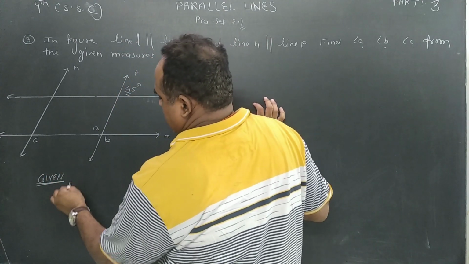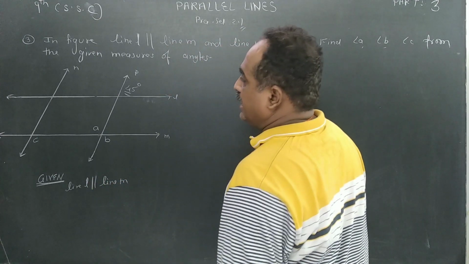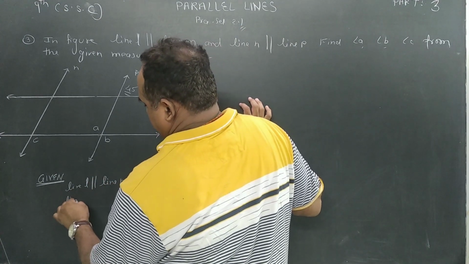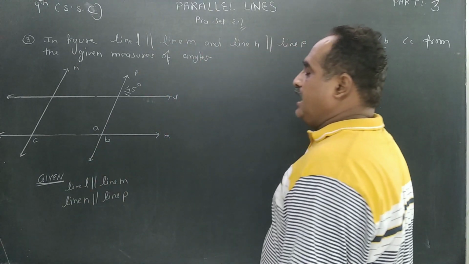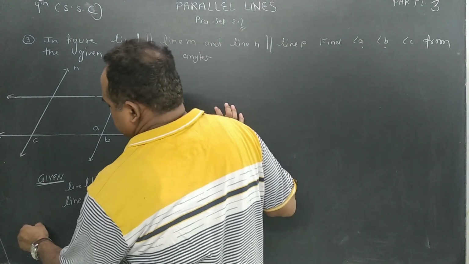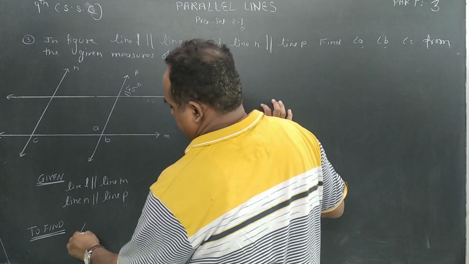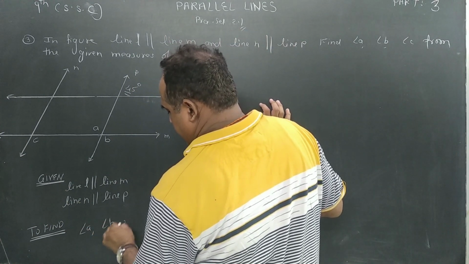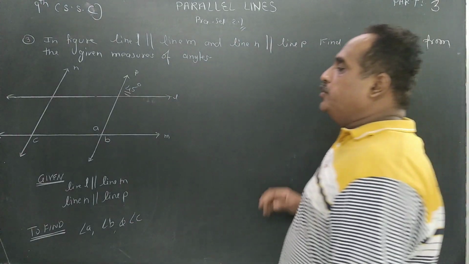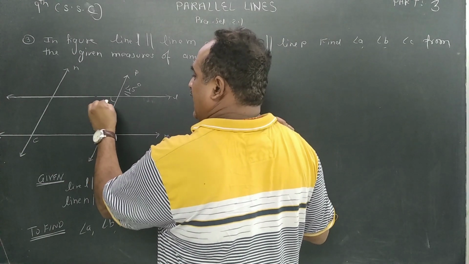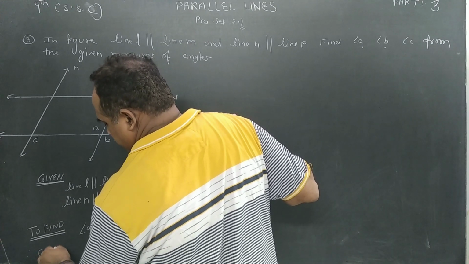Line L is parallel to line M and line N is parallel to line P, and they are asked to find angle A, angle B and angle C. As in the previous question, we'll take this angle as angle K, so I'll put it as a construction.